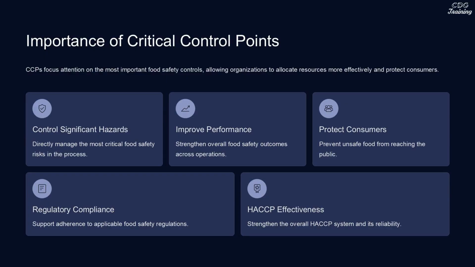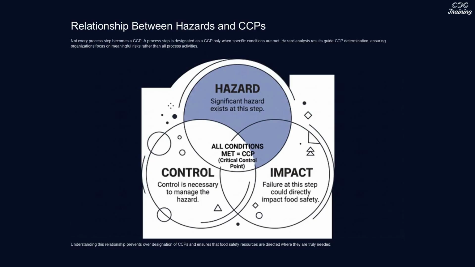CCPs focus attention on the most important food safety controls, allowing organizations to allocate resources more effectively and protect consumers. By controlling significant hazards, improving performance, protecting consumers, ensuring regulatory compliance, and enhancing HACCP effectiveness, organizations can maintain high food safety standards. Not every process step becomes a CCP. A process step is designated as a CCP only when specific conditions are met.